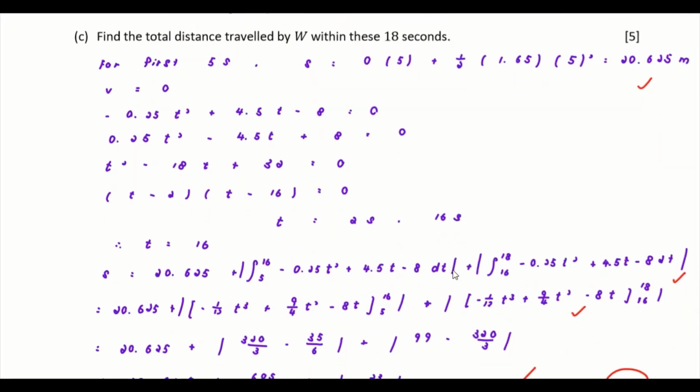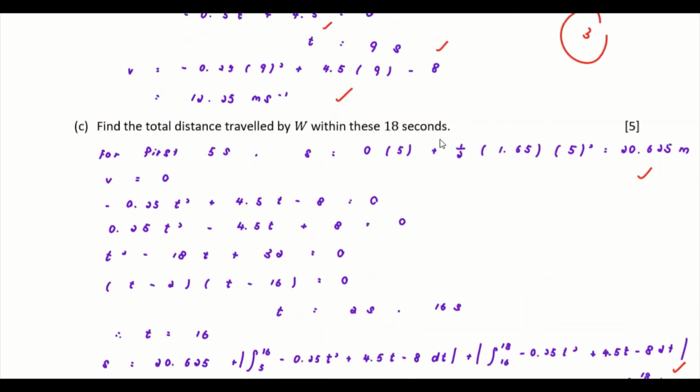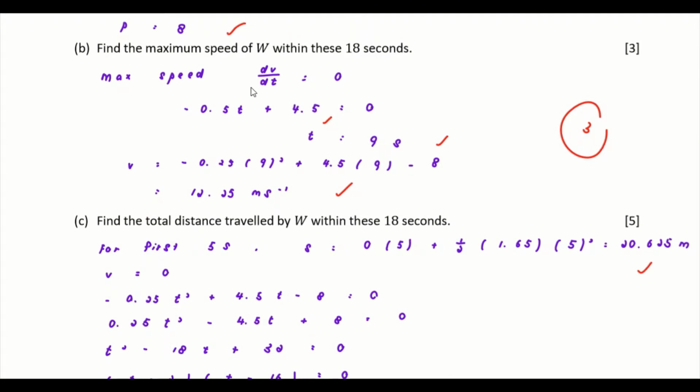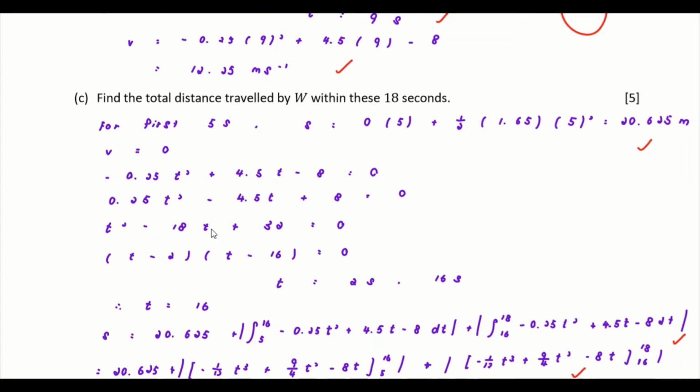Let me try to do a further explanation by putting all this information in one VT graph so you have a better idea, because I see that some of you are confused with the maximum speed. Then you try to use the 9 seconds when you are trying to find the total distance. That actually doesn't matter. So let me show you how this looks. So this is our VT graph. We have our time, then our velocity, right?